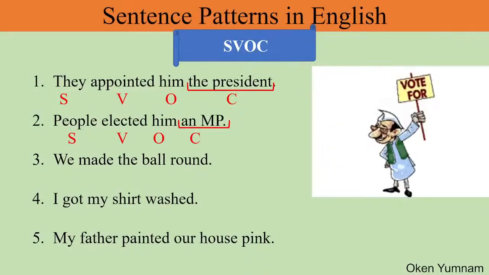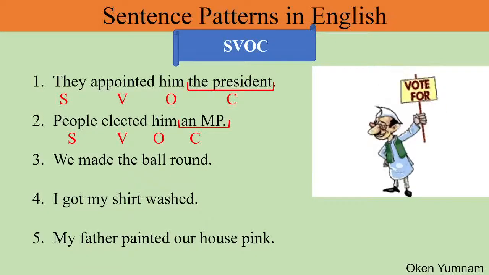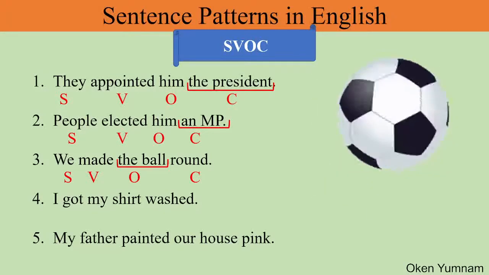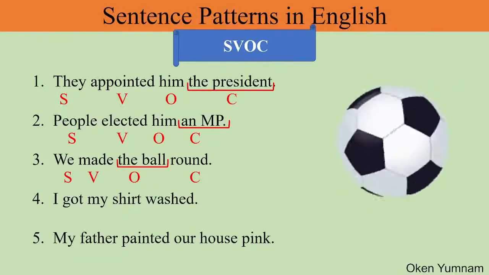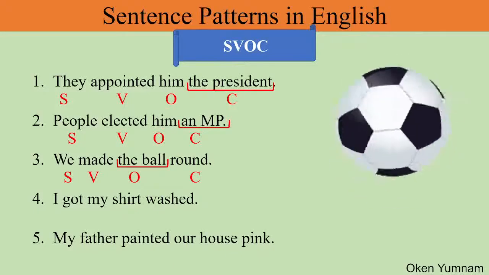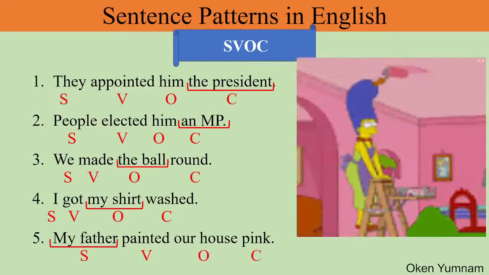People elected him an MP. This is a similar pattern to number 1. Number 3. We made the ball round. So what is round? The ball is round. So this is an object complement. Number 4. I got my shirt washed. SVOC. My father painted our house pink. So SVOC.